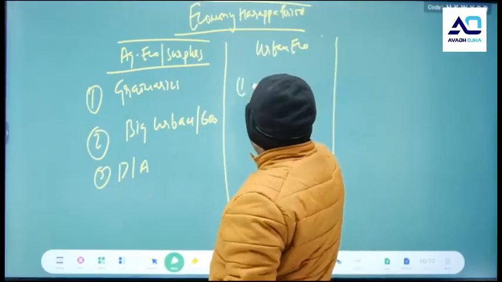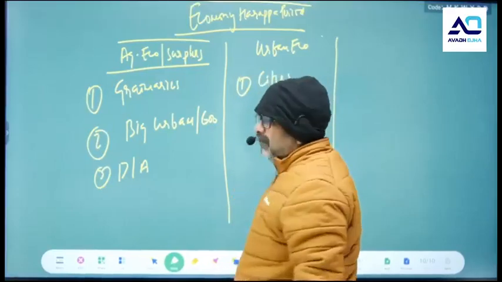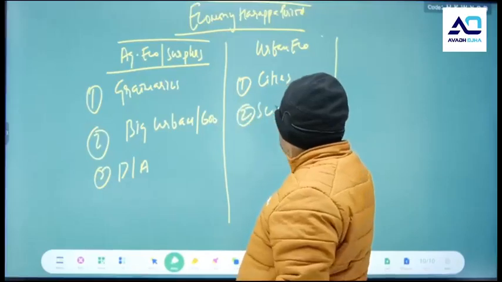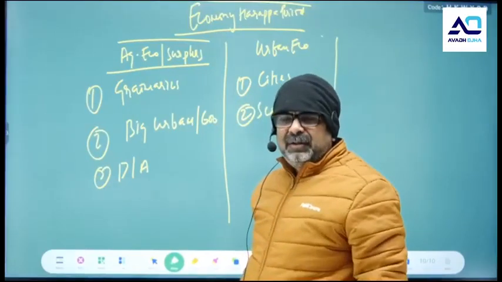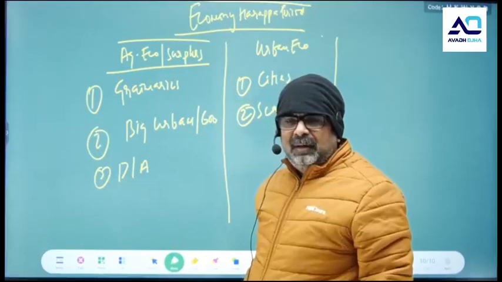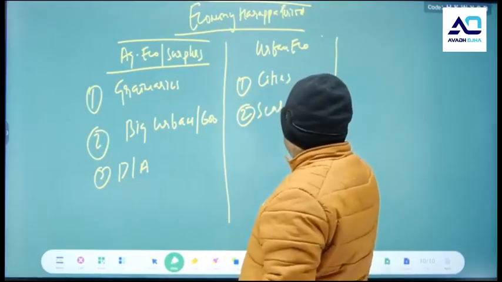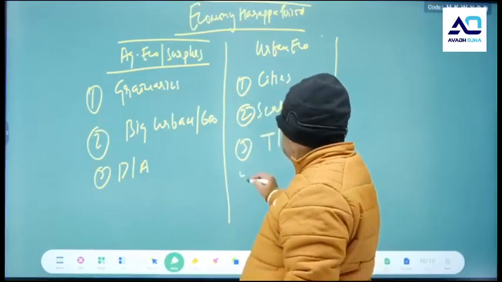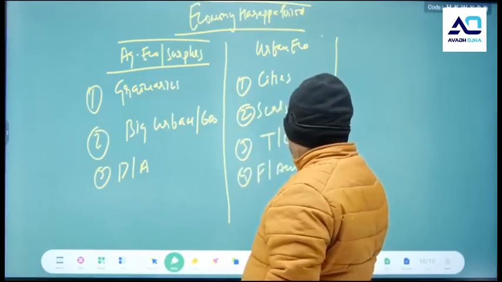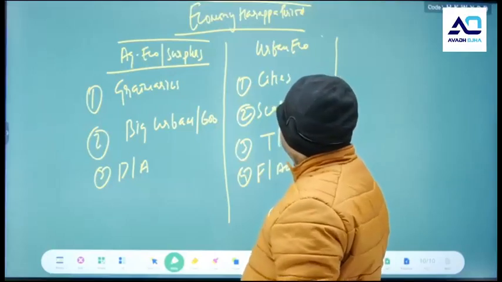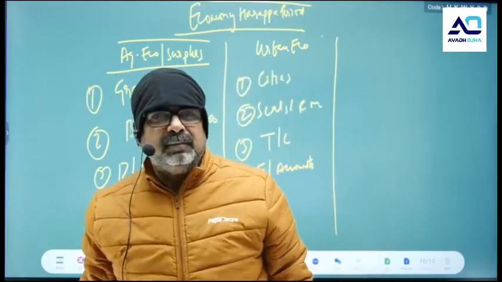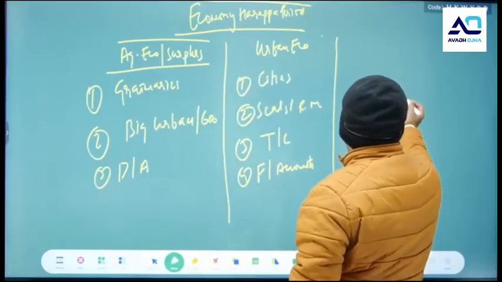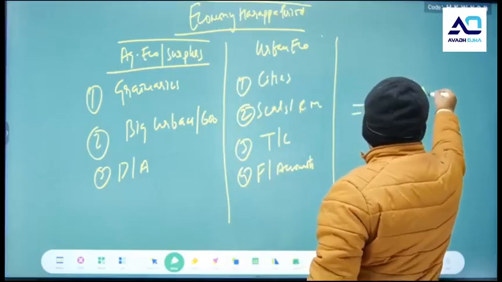Presence of cities, well planned. Seals, weights and measures. Raw material from different areas. Evidences of transport and communication. Foreign accounts. And this led to the birth of first urbanization.